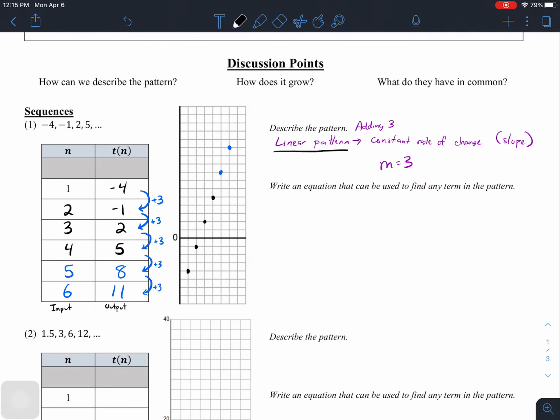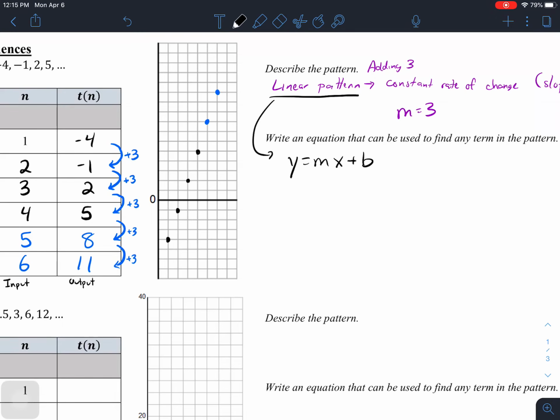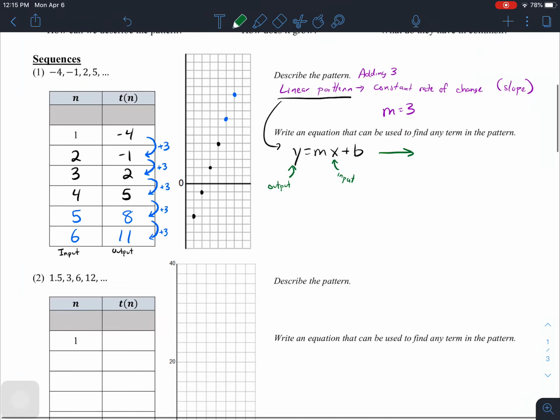And so I can use this to write an equation because it's linear. Because it's linear, we have the slope-intercept form, y equals mx plus b. But we're not dealing with y or x. We're dealing with n and t of n. So we have to realize, in this case, y is your output. x is your input. So with the vocab and notation we're using for sequences, output is t of n. My slope, which will change when we learn 8.1, but I'll use m to be consistent. My input is n.